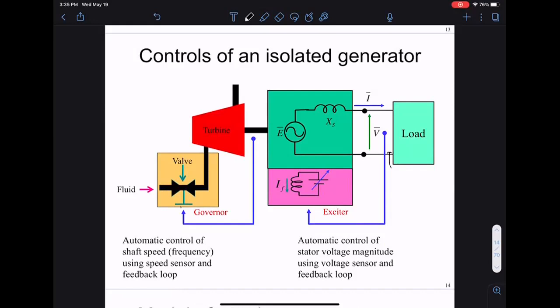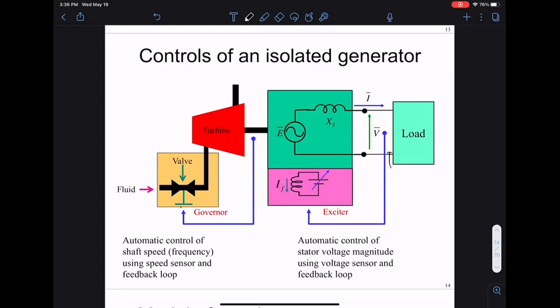By changing how much fuel or fluid goes into the generator, I can change how much mechanical power I'm putting into the generator, and that helps me maintain 60 hertz. Okay, so this will come back to be important. Making the physical parts of a generator nowadays is very standard. There's not much room to think of innovation there. But these control loops are much more interesting to think about.